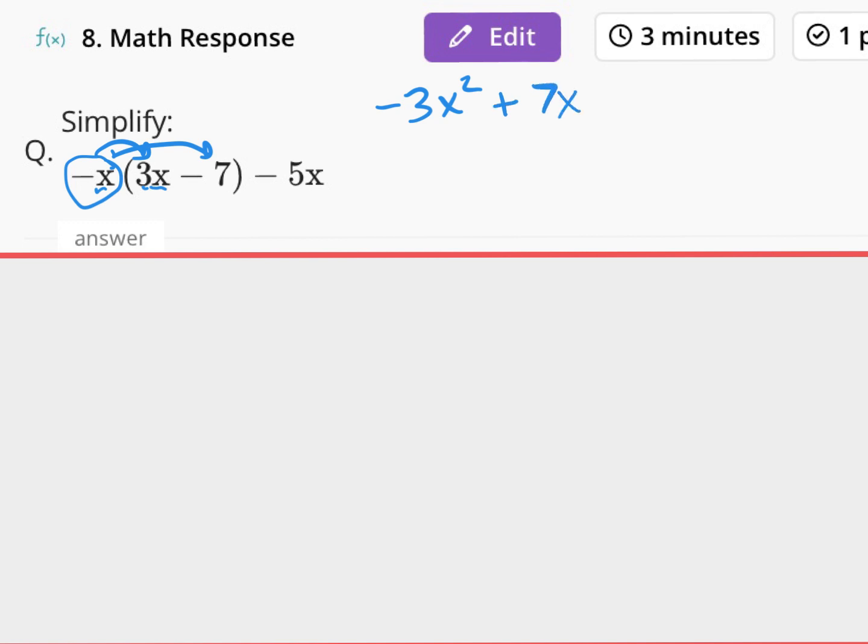So I have distributed the negative x. Now I need to just write that minus 5x at the very end. And then after that, combine like terms. And I do have 3 terms. One's an x squared term, and the other 2 are x's, which means I could combine those x's.